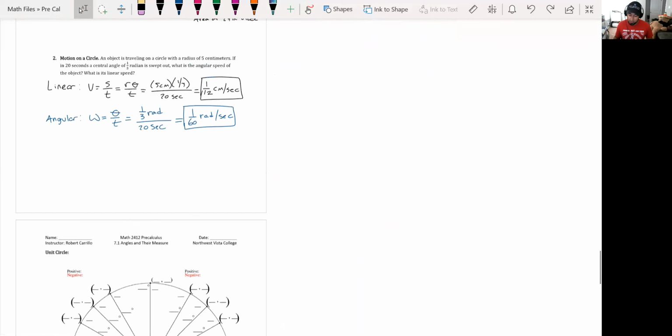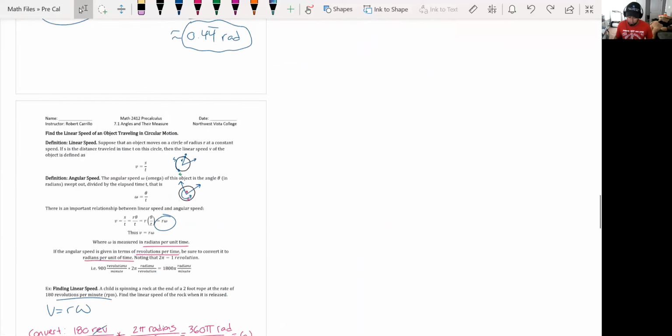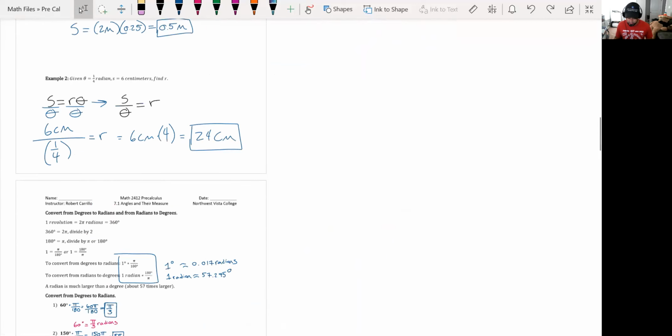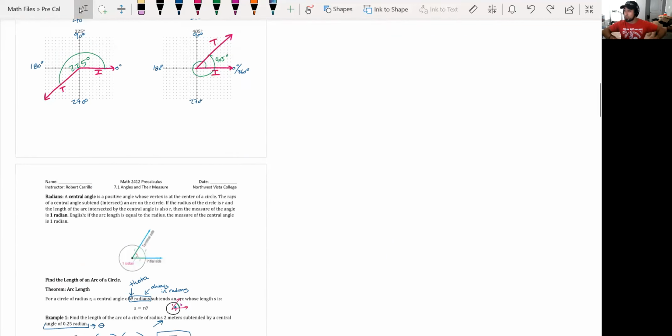But other than that, that was 7.1. That gets us introduced into some actual trigonometry. We learned about degrees and radians and how to draw angles today.